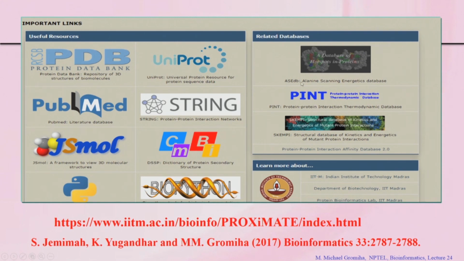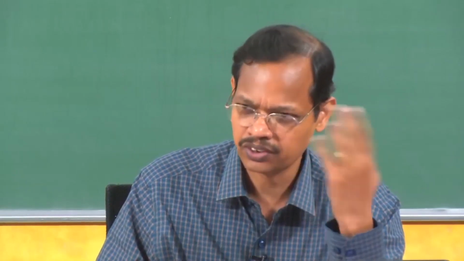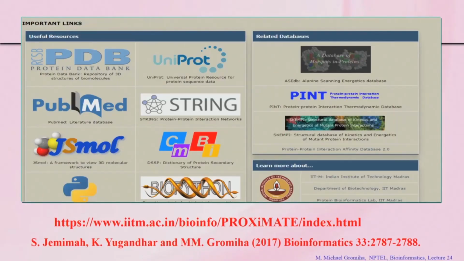One is AACDB, the alanine scanning energetics database, and PINT; these were developed earlier. You can see the SCMP database also contains the energetics of mutant protein interactions. But compared with the other databases, our database, ProxiMity, has several advantages. We have the interface and different types of data with functional classes and a larger number of data. Currently it includes the wild type as well as the mutant data.